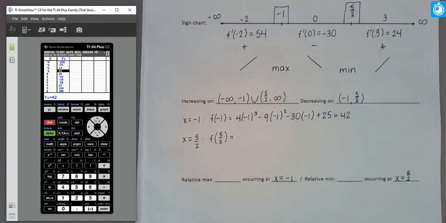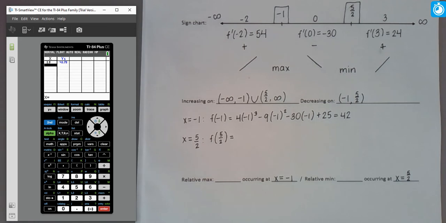So I'm going to go second in window into the table settings. And you can either change how your x values increase, or if you just change from independent auto to ask, which we've done before, and then go back into the table, notice it's blank because it's going to let you type in the x values you want. So I want to evaluate with an x value of 5/2. Okay, and I get -43.75.